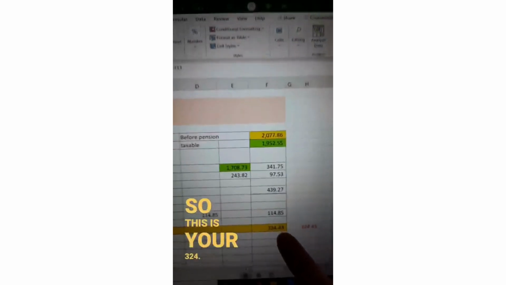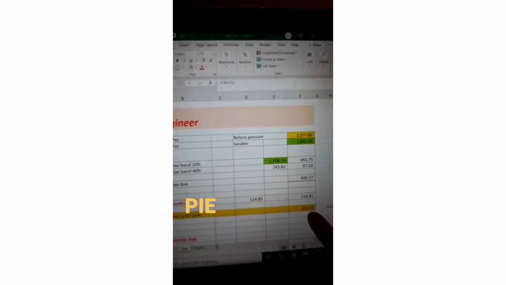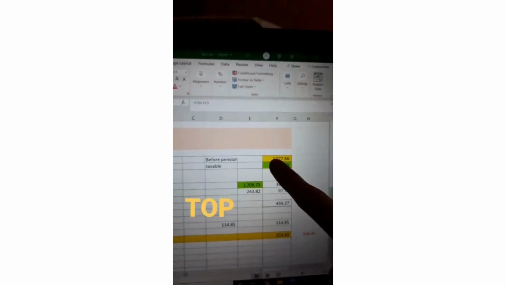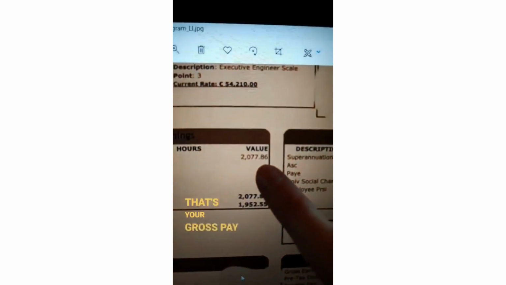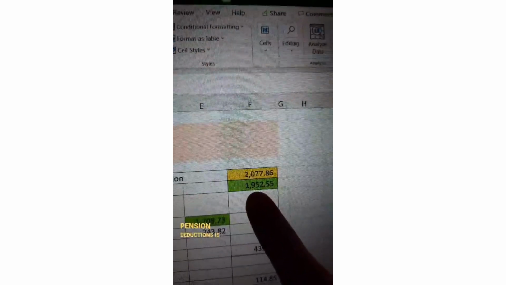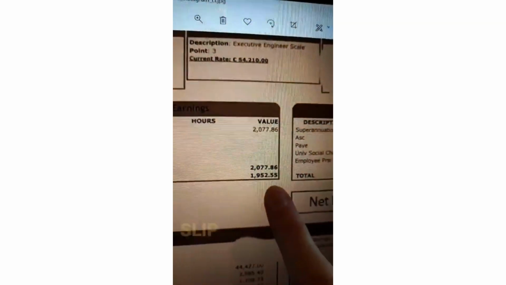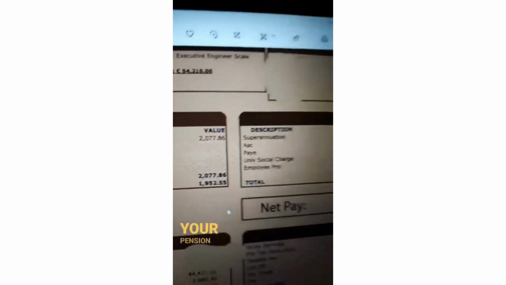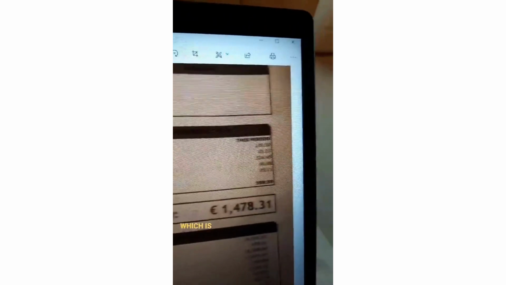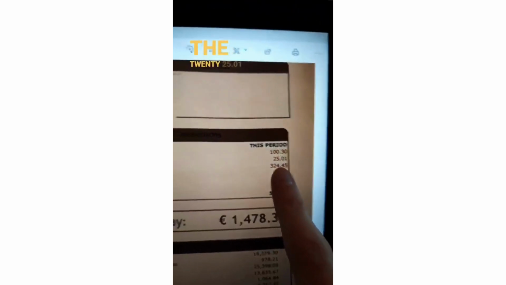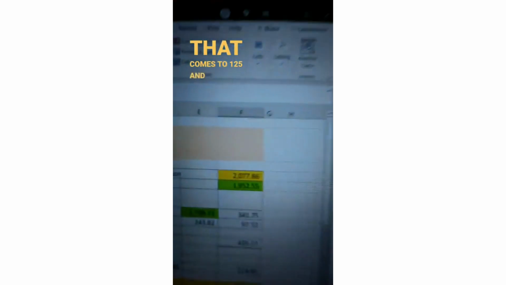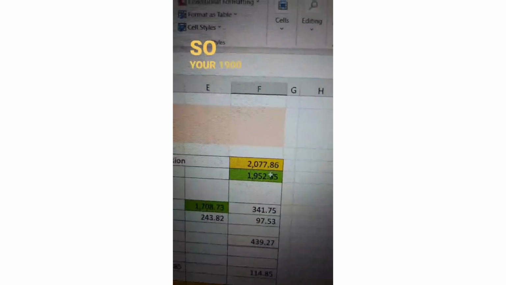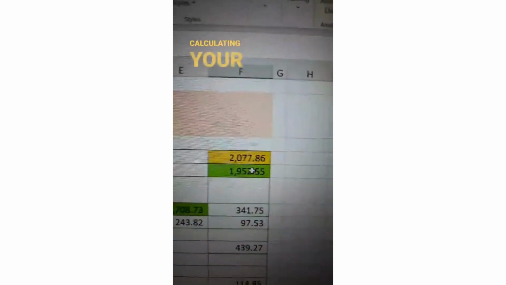So this is your 324 you were trying to get to. That's your PAYE tax that's owed. So from the top, you have your pay before your pension deductions, the 2077 from your pay slip. That's your gross pay. So the good thing about your pension deductions is your income tax is calculated after they're taken off your gross pay. So it's actually done on the pay slip for you. So the 2000 less your pension contributions, which is your 100 plus the 2501, so your superannuation and your ASC, that comes to 125, and yeah, so your 1900 is what we'll be calculating your income tax on.